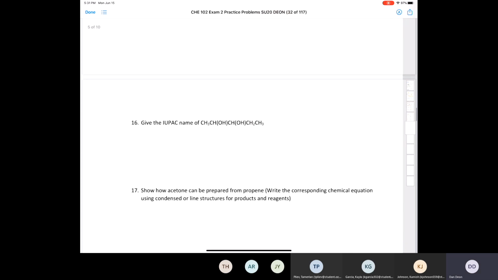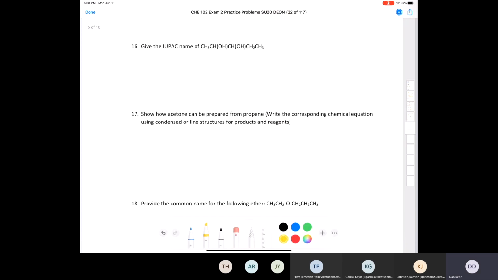Let's keep moving. Question number 16. It says, give the IUPAC name of this giant molecule. Let's draw it out carefully. We have a methyl group. Then we have a methyne, a CH, okay? And attached to that, in brackets, we have this hydroxyl. So we'll draw it off like that. Then we have another methyne, or CH. Then we have another hydroxyl attached to it. So I'll put it here, like that.